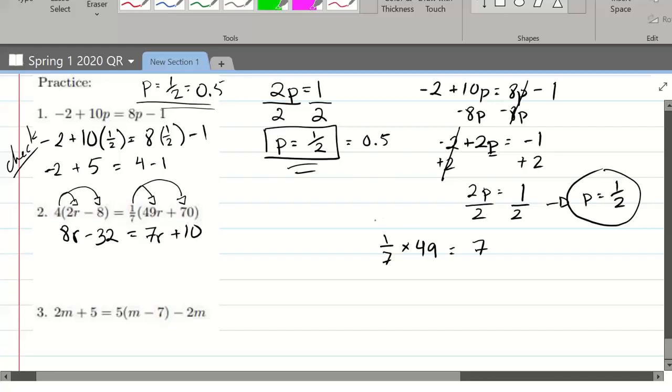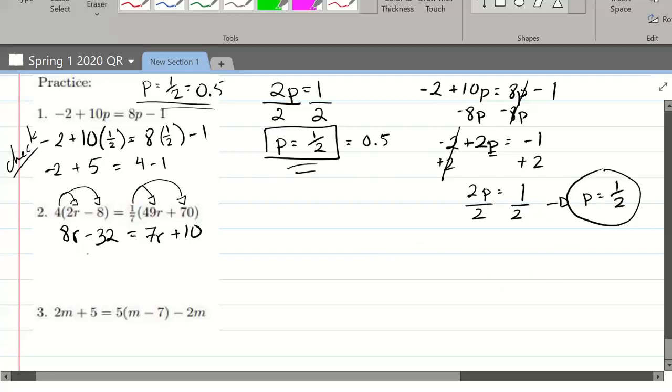Right? Again, same way, right? Whenever you have a fraction times a whole number, it's basically that whole number divided by the denominator, right? So for example, 1/7 times 70 is the same thing as 70 divided by 7, which is 10, right? So let's move on.